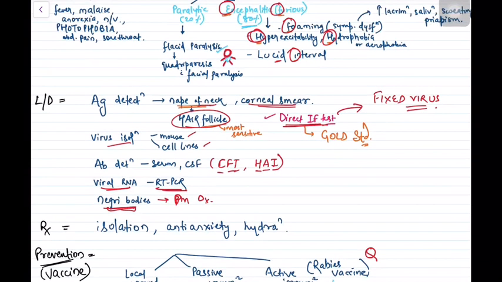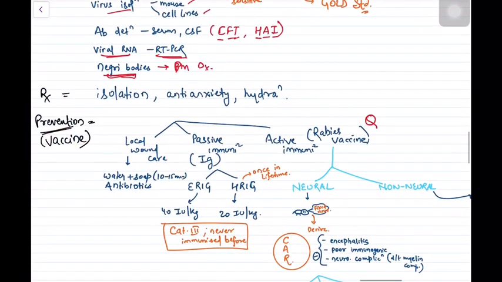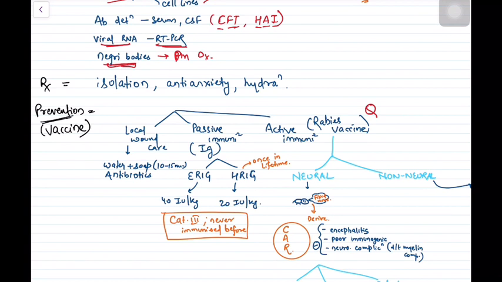Then what is the treatment? There is no treatment for rabies virus. You can isolate the patient, keep him in a dark room where there is no light, no sound, nothing. Keep him hydrated. You can give anti-anxiety medicines or sedatives like morphine.